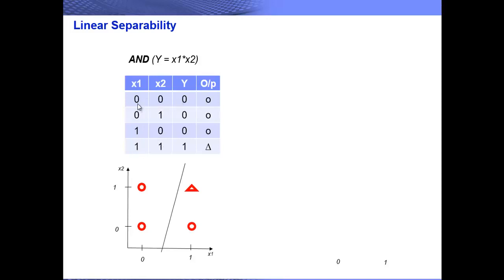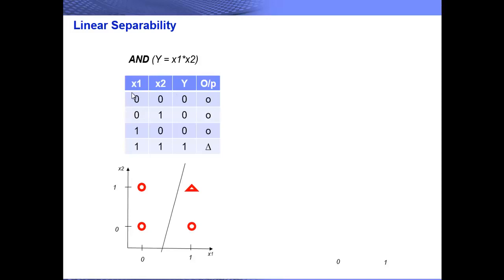And then with respect to x1 and x2, what is going to be y? For 0 and 0 as inputs, the output is going to be 0. For 0 and 1, output is 0. For 1 and 0, output is 0. And for 1 and 1, the output is going to be 1. Now, just to differentiate the output values from the input values, because inputs are also 0 and 1 and outputs are also 0 and 1, we will use a circle for the 0 and a triangle for the 1.